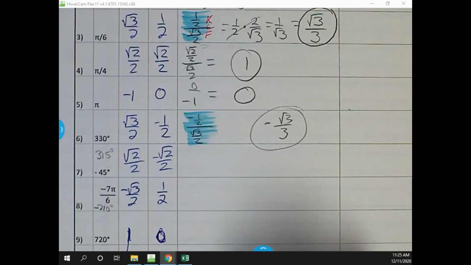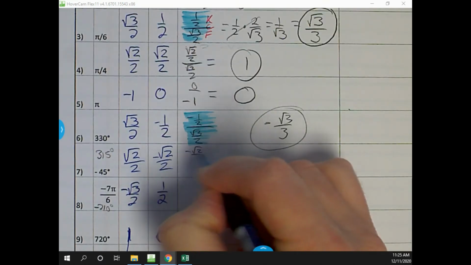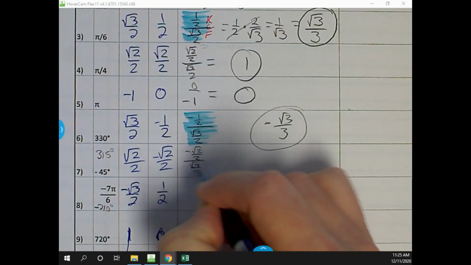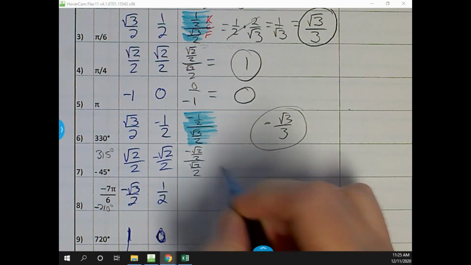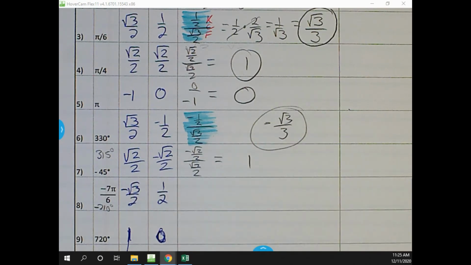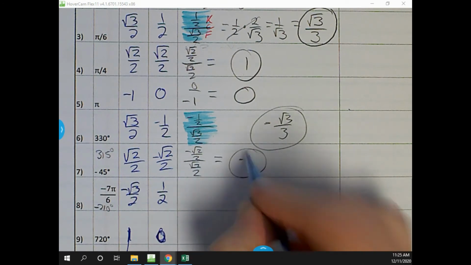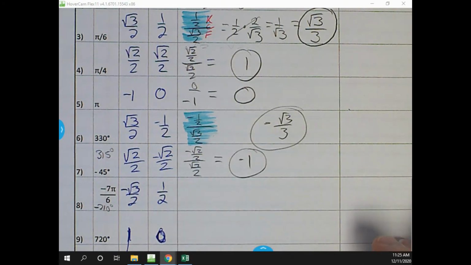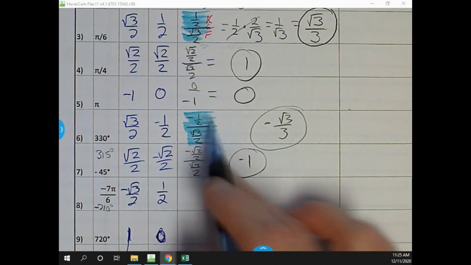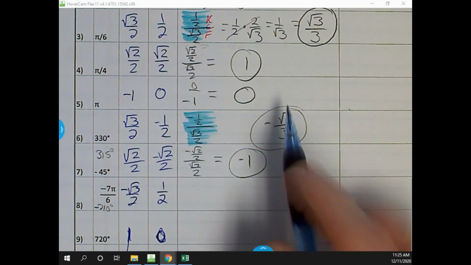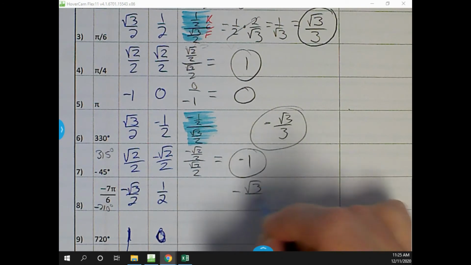So when we do number 7, it's negative square root of 2 over 2 over square root of 2 over 2. It's the same thing over itself, which is 1, but it's a negative divided by positive, so that makes the answer a negative. There you go. And then you look at this one, you're like, oh wait, well this is the same thing as this one, and I've got a positive divided by negative, so this answer is going to be the same as this answer. Yeah, it's still negative square root of 3 over 3.